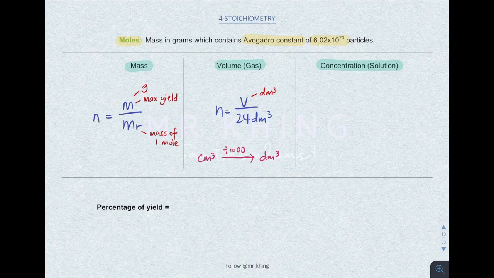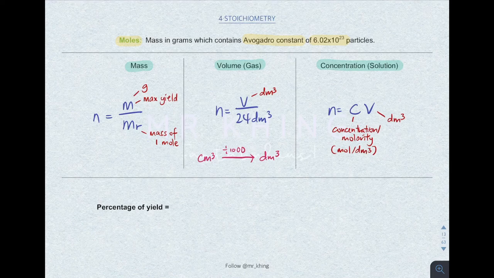Next, concentration. This formula is only applicable for solutions, with the formula of number of moles equals concentration times volume. C stands for concentration, or so-called molarity, with the units of mole per dm³. V stands for volume with a unit of dm³. That's all for these three.